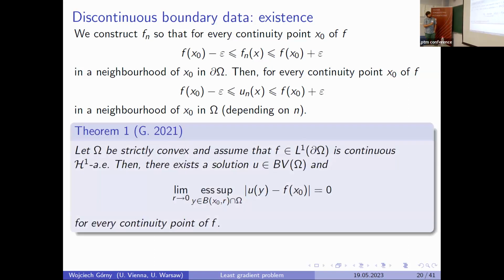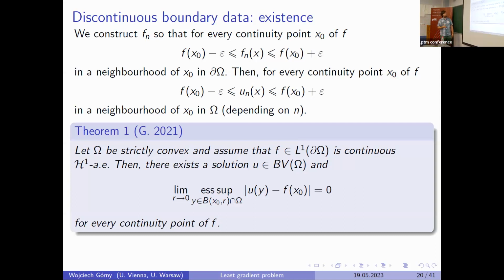And the result that comes from it, from several years ago, is that if omega is strictly convex, and if the boundary datum is continuous almost everywhere, then there exists a solution, and we have the following boundary estimate. So U is continuous at the boundary point in this sense for every continuity point of F. Okay, this result generalizes very well to higher dimensions.